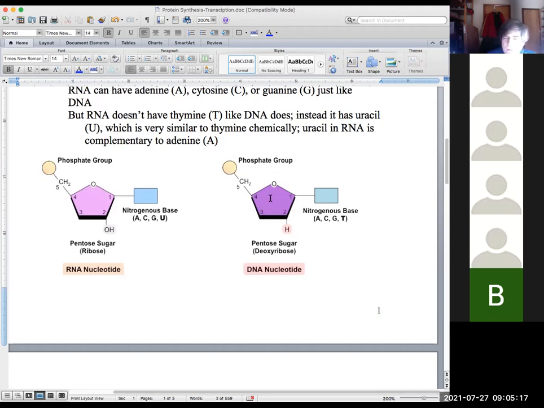So we said when we look at a DNA nucleotide, all the nucleotides have deoxyribose sugar. All the nucleotides have a phosphate group. And then they have a nitrogenous base, something containing the amino or the amine functional group. And this nitrogenous base is either adenine, cytosine, guanine, or thymine. And usually we just abbreviate those with the letters.